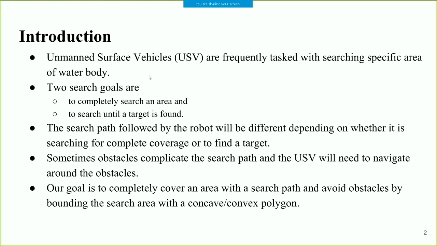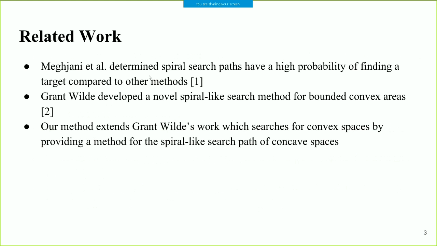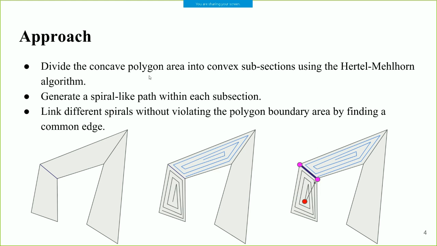Sometimes there are obstacles which interfere with the path and the USV has to navigate around the obstacles. Given a polygon area, our goal is to search and completely cover the area using a spiral. In the related works, we considered Magnaji for finding a target with high probability. We also considered Grant's spiral-like search method for bounded convex areas. Our method extends Grant's work for concave spaces also.